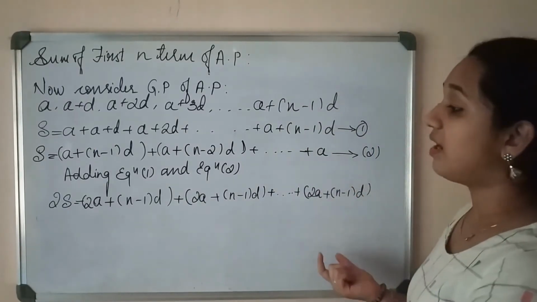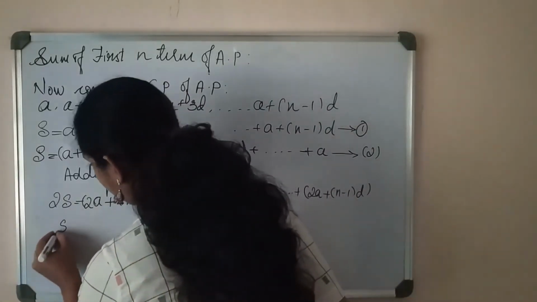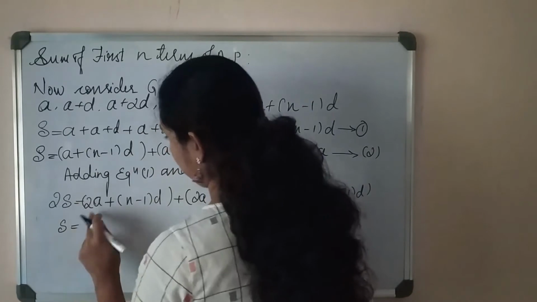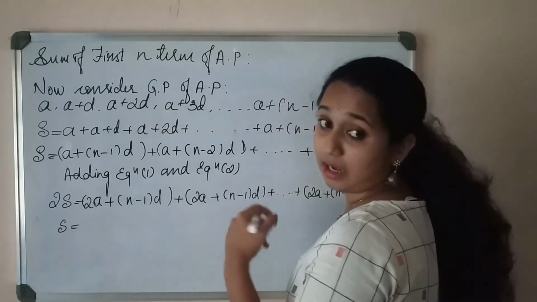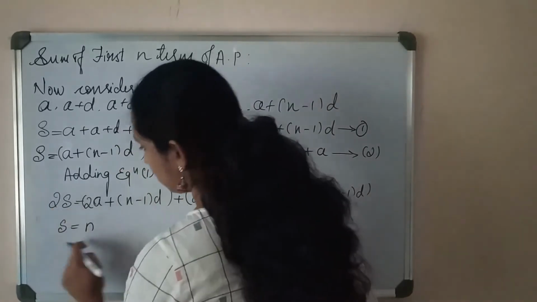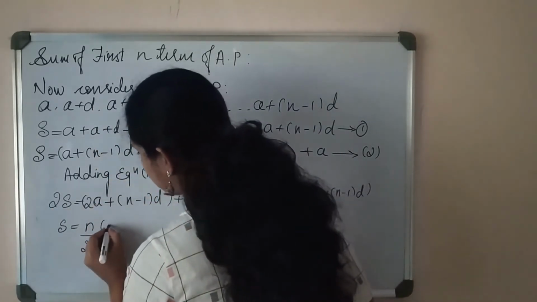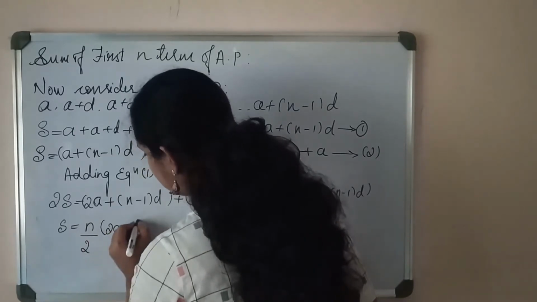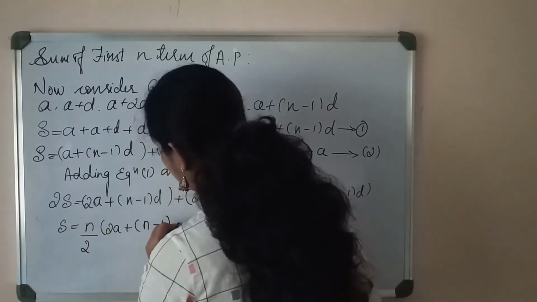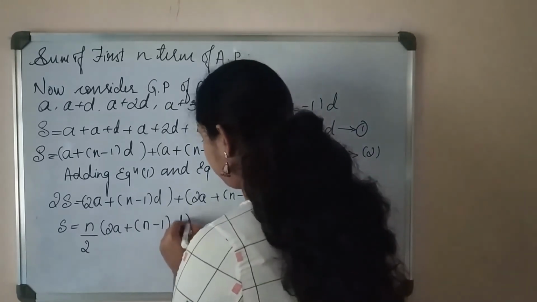Okay, now what I have to find? I have to find only S. So therefore, these terms are repeated n number of times. So directly I can take it as n into, and this 2 will come here. Okay, and what I'll get? I'll get 2a plus n minus 1 into d. Now this is the equation. It is well and fine, good.